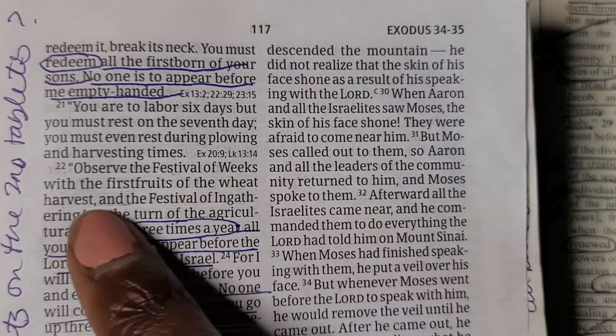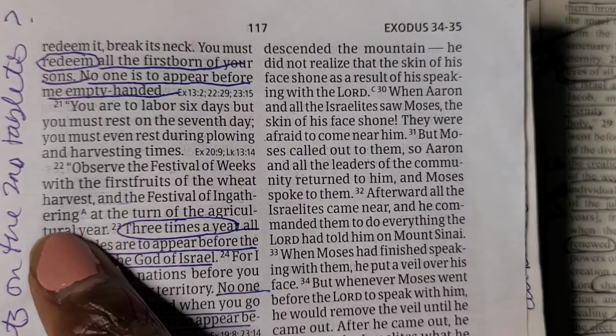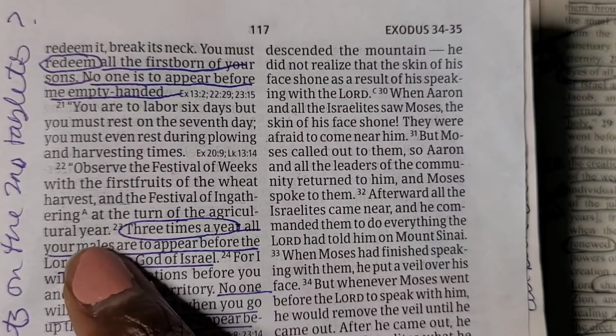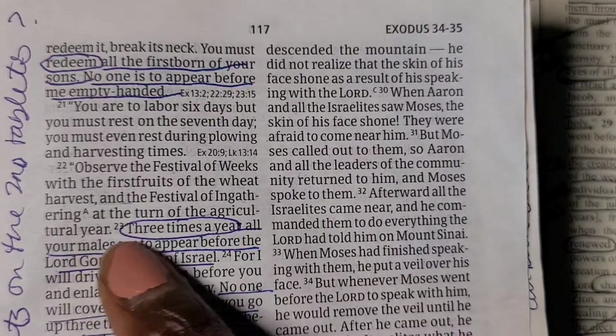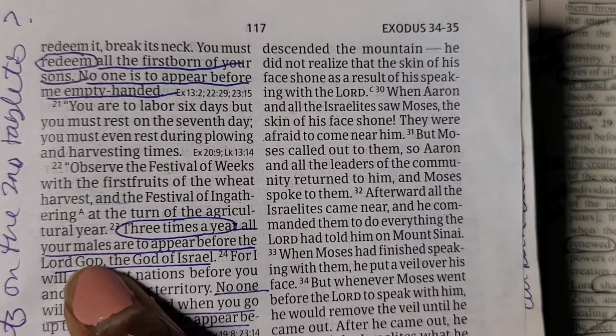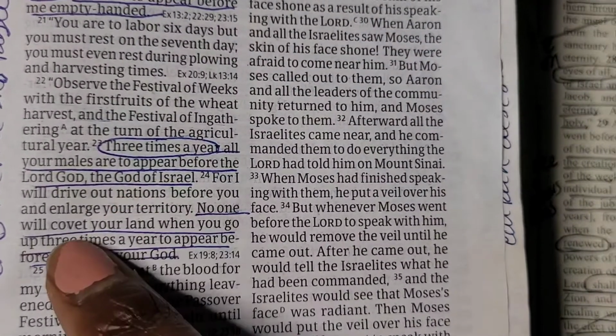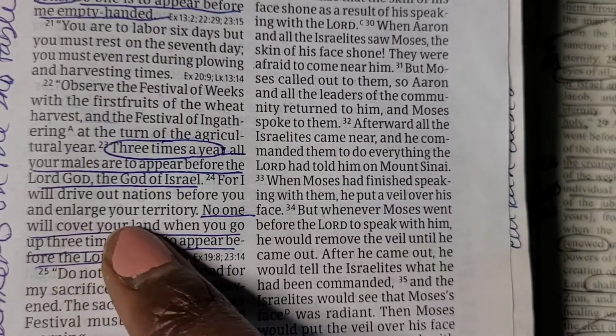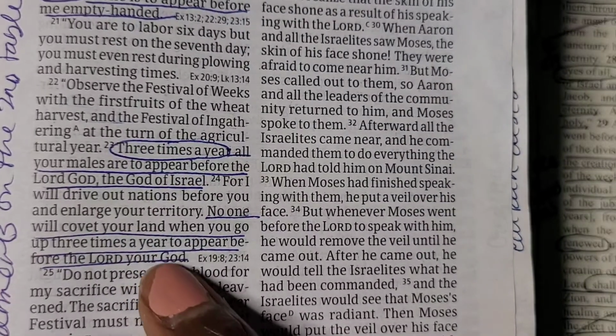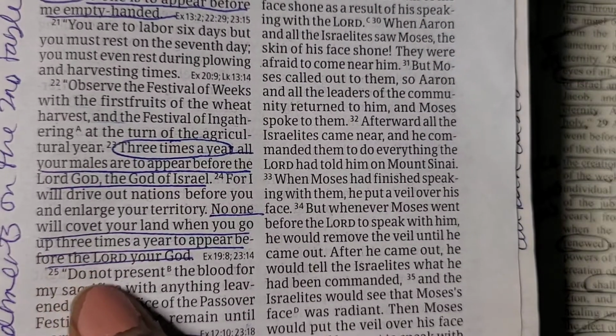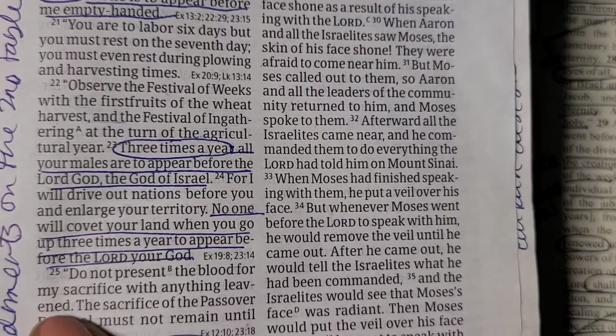That would be wheat. And the festival of ingathering at the turn of the agricultural year. Three times all your males are to appear before the Lord, the God of Israel, for I will drive out nations before you and enlarge your territory. No one will covet your land when you go up three times a year to appear before the Lord.